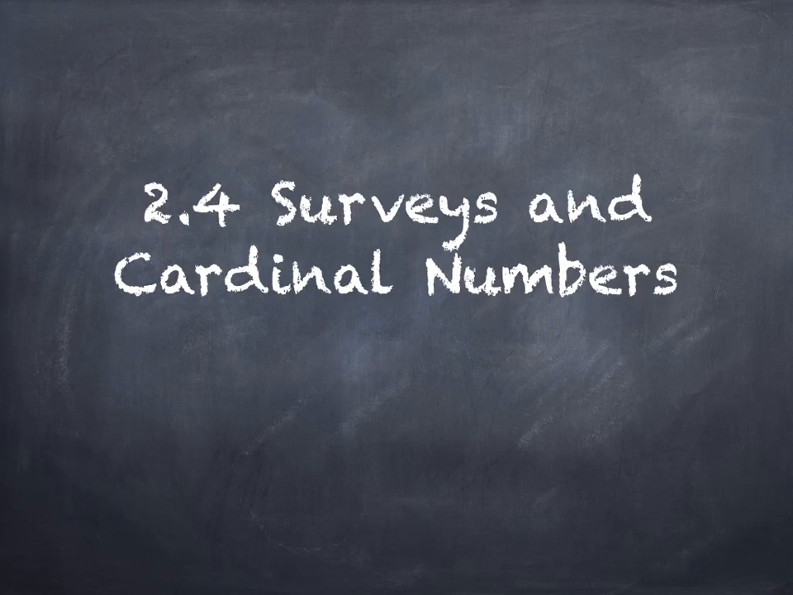All right, so today we're going to talk about section 2.4, which is surveys and cardinal numbers. And we're actually going to see some Venn diagrams again, but we're going to be looking at them from a very different perspective than we did before. Not only that, but there are going to be numbers like we had last time, but they're going to mean something different.